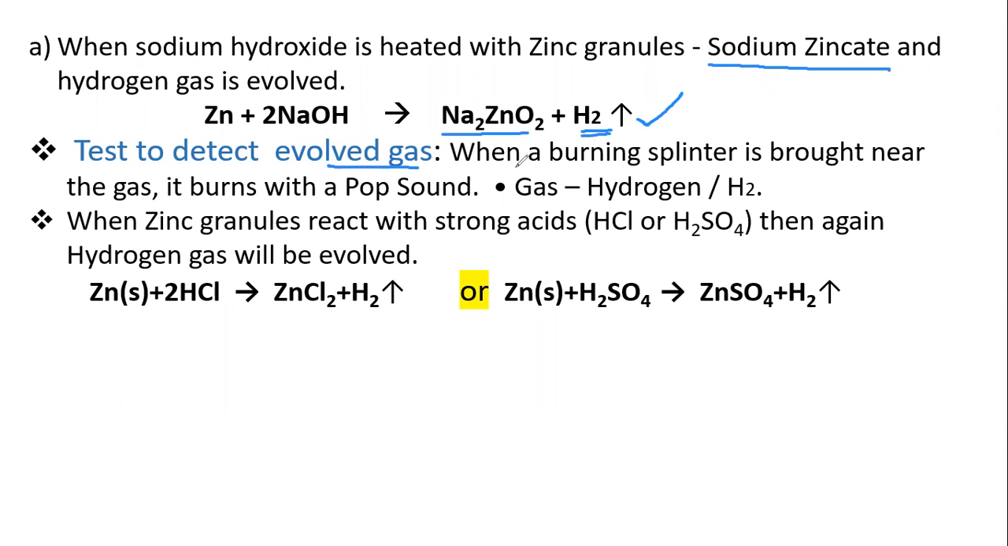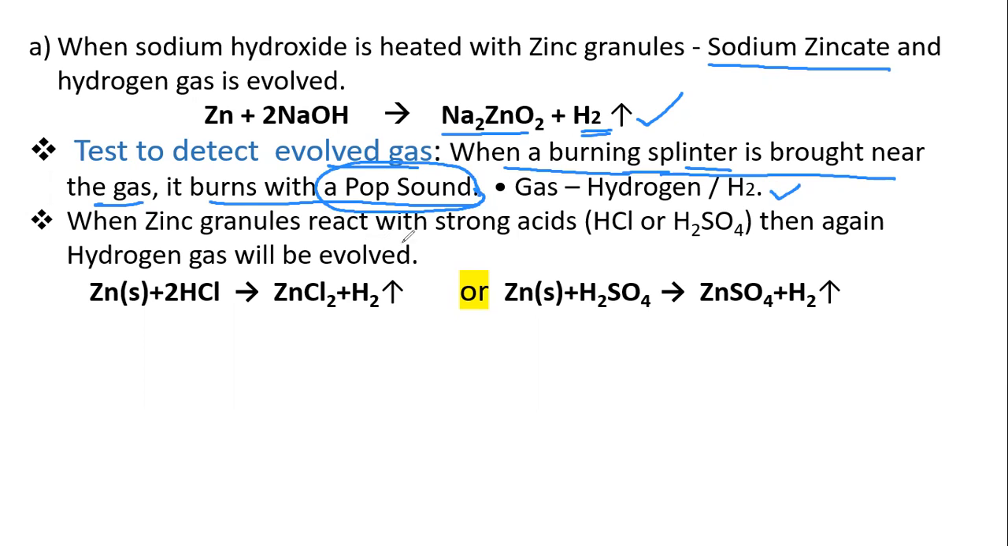When the gas is passed through the soap solution, in the test tube containing the soap solution, at the mouth of the test tube, you bring a burning splinter near the gas, and it burns with a pop sound. Which gas will give a pop sound? Of course, hydrogen gas gives a pop sound. By that pop sound, we come to know the evolved gas is hydrogen.